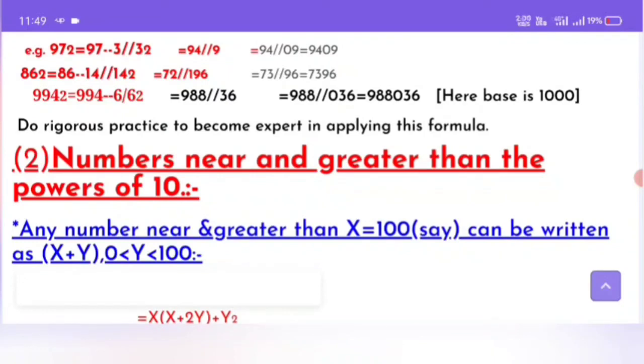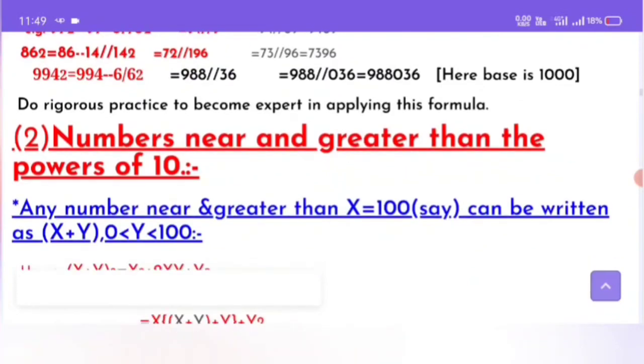Then 994 square: 994 minus 6 and 6 square, that will become 988 slash 36. 36 should be in 3 digits, that is why we add a 0 on the left hand side, and that will become 988036. Then do rigorous practice to become an expert in applying this formula. Please mark my point.